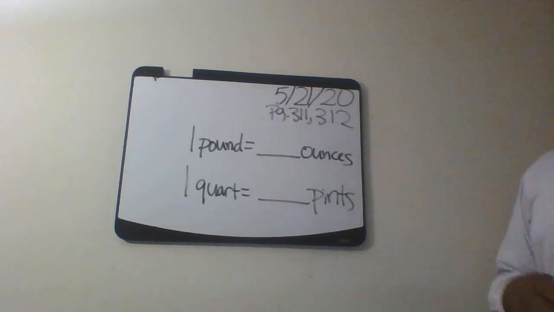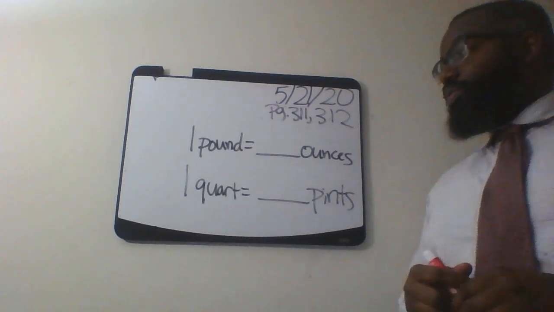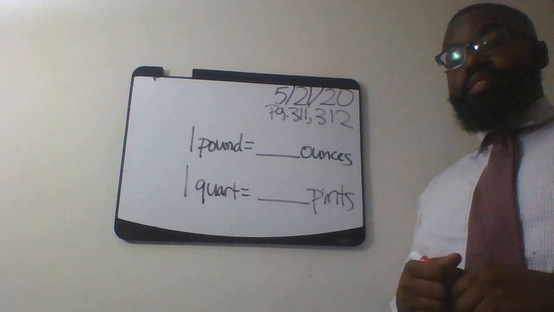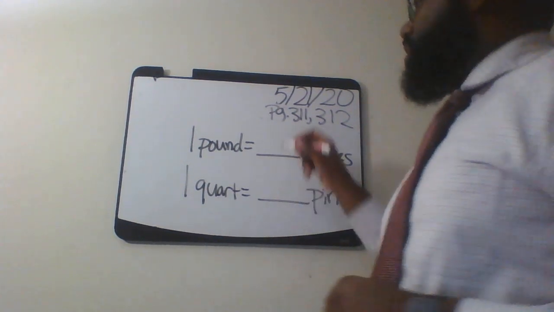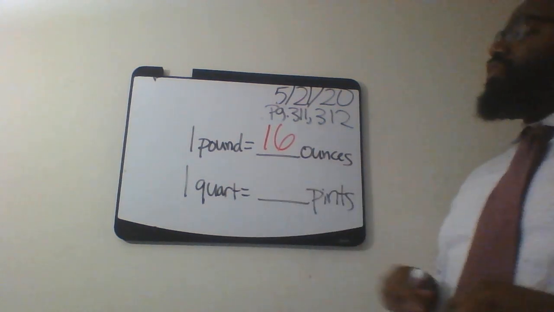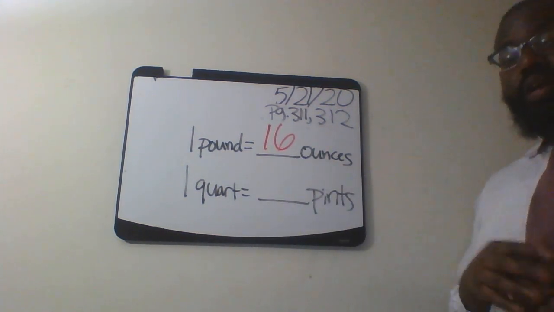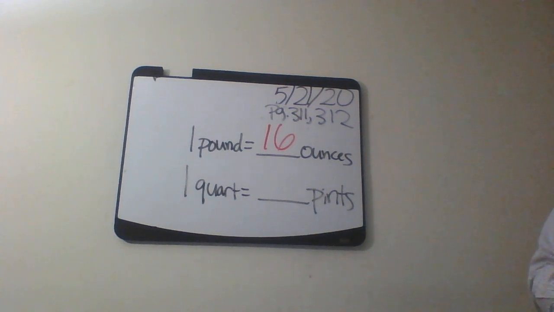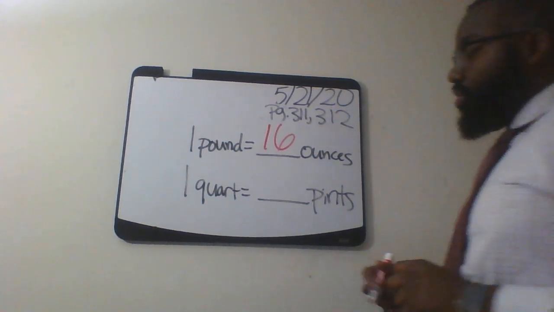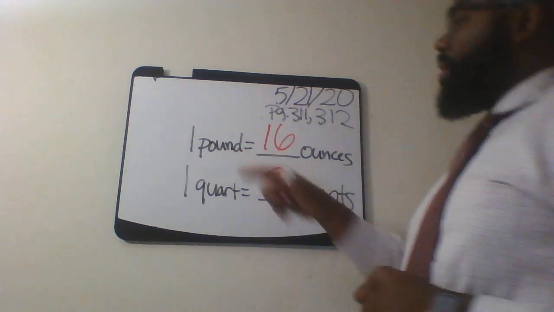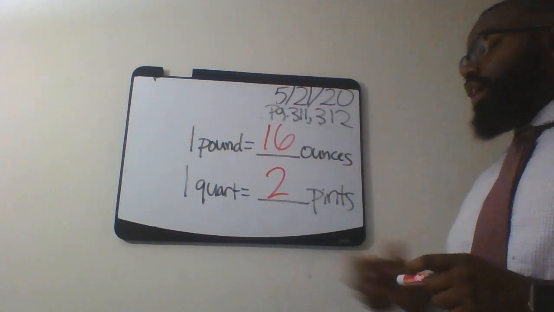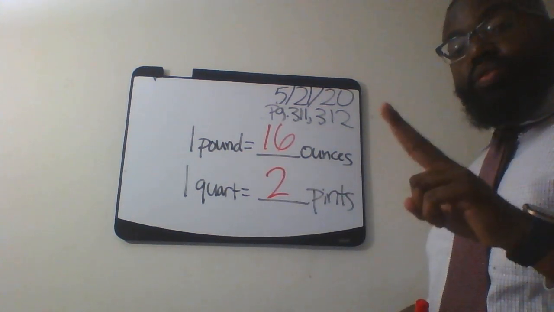Okay, so here we have 1 pound. How many ounces does 1 pound equal? What do you think? How many ounces are in 1 pound? 16. Awesome. Now let's focus on 1 quart. How many pints are in 1 quart? How many pints? Good. 2 pints. So 1 pound equals 16 ounces, and 1 quart equals 2 pints.